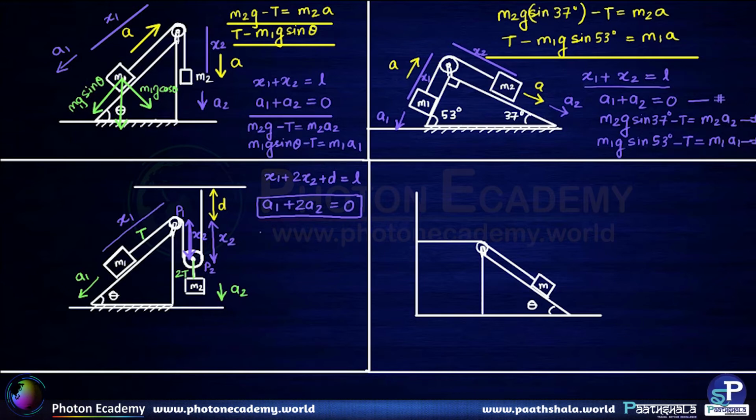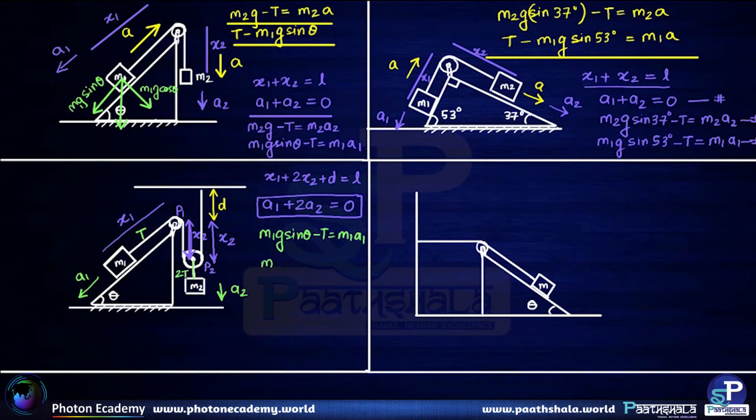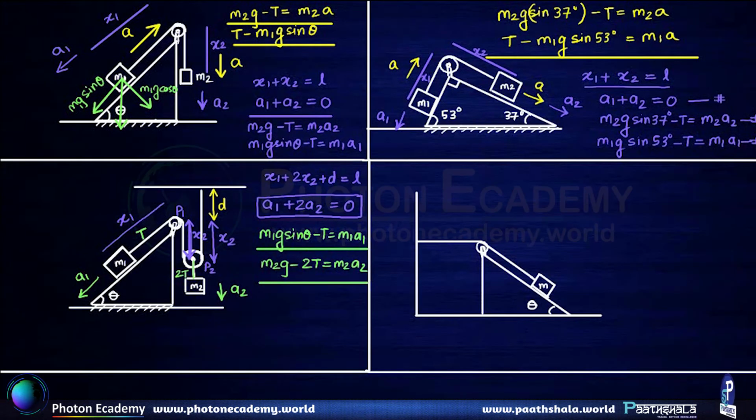So for the mass m1, we can write m1g sine theta minus T is equal to m1a1, and for the mass m2, we can write m2g minus 2T is equal to m2a2. So these three equations are going to give us the solution for accelerations a1, a2 and T. There is a way in which this particular question can be done intuitively as well. I will leave it to the imagination of the listener as to how to do it intuitively.